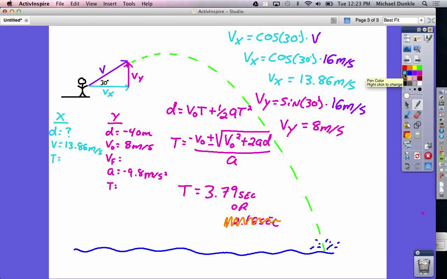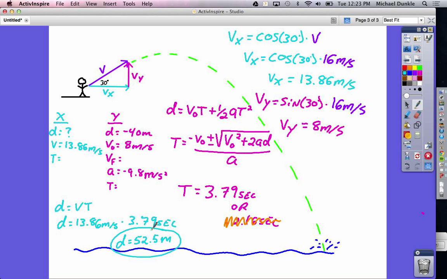So now we're going to solve for our distance in the x direction. We have an equation for that, which is distance equals velocity multiplied by time. Plugging in our numbers, we would have the speed of 13.86 meters per second. We're going to multiply that by the time of 3.79 seconds. And when we do that, our calculator should tell us that our distance is 52.5 meters in the x direction.